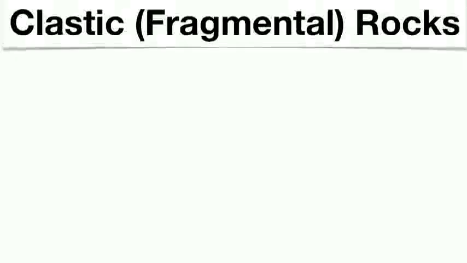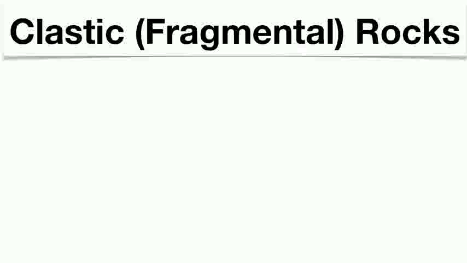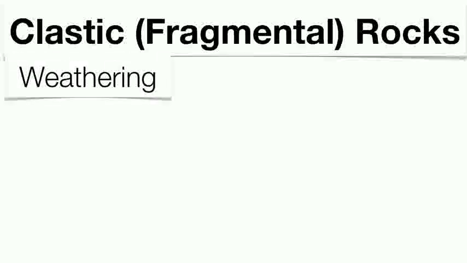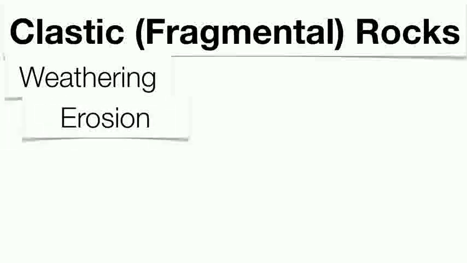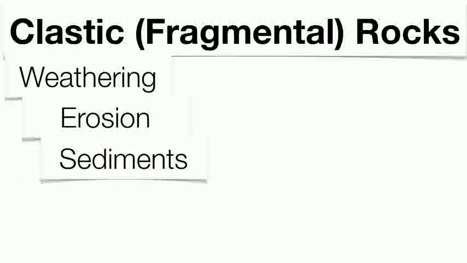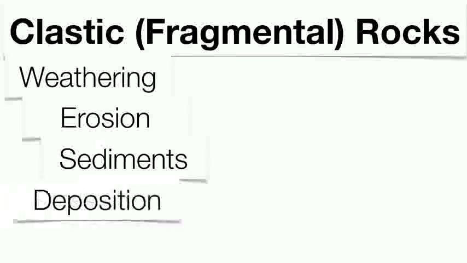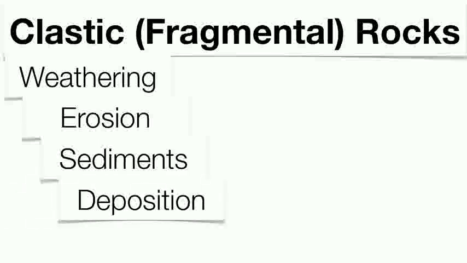Now, what's important here is to understand the way in which clastic rocks form. Larger rocks need to be broken up. That's what we call weathering. Those broken up rock fragments need to be moved. That's called erosion. The most common type of erosional agent on the planet is going to be water. Now those broken up rock fragments are called sediments. Eventually those sediments, after being carried a long distance, get dropped off. That's called deposition. Okay, once they get deposited, those sediments tend to get buried.